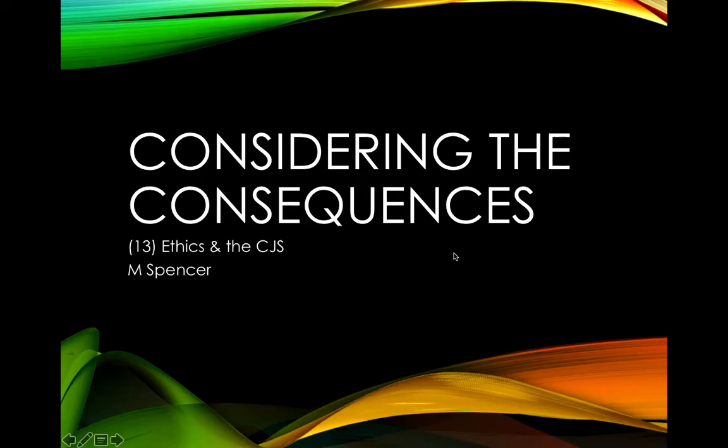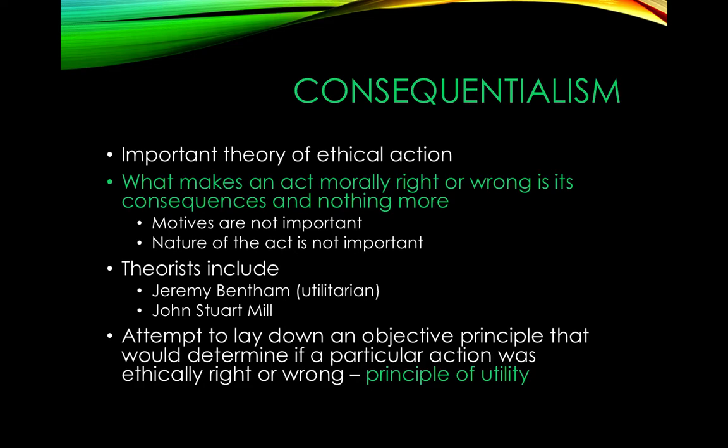Okay, in this chapter, we're going to talk about consequentialism. So, this is another theory of ethical action. And what these folks are arguing is that what makes the act morally right or wrong is its consequences. So, the nature of the act and the motives are not important. Theorists who subscribe to this include Jeremy Bentham, who is the founder of utilitarianism, and John Stuart Mill.